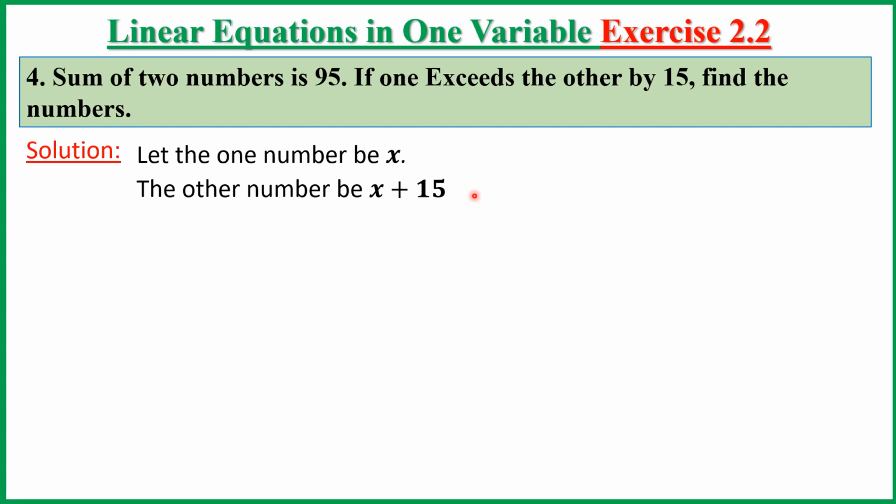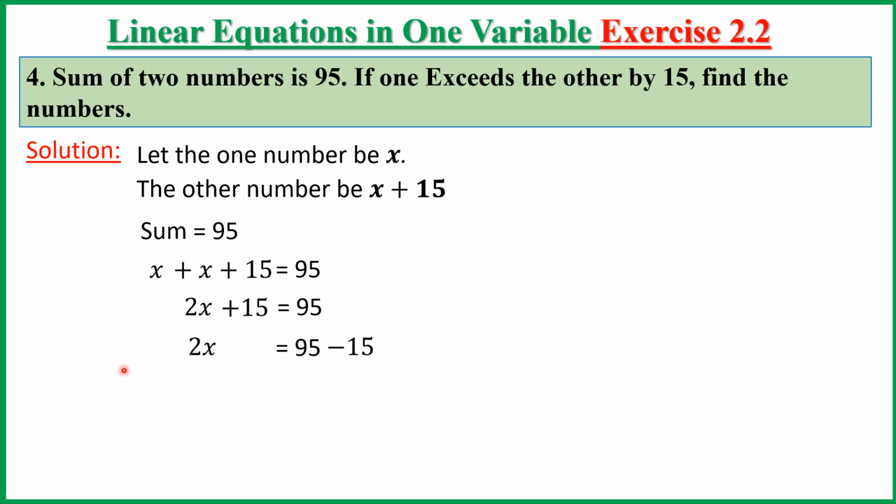Okay. So what they have given? The sum of the two numbers, that is x plus x plus 15, is 95. So this is our equation. Now it is easy to solve. So x plus x is 2x, plus 15 equals 95. First we have to shift this 15 to our right hand side. Transposing 15 to the right hand side, it becomes minus 15. So 2x is equal to 95 minus 15, which is 80.